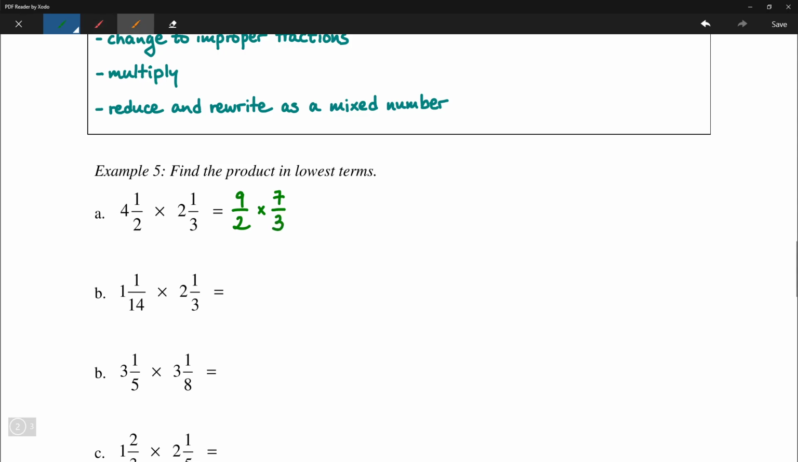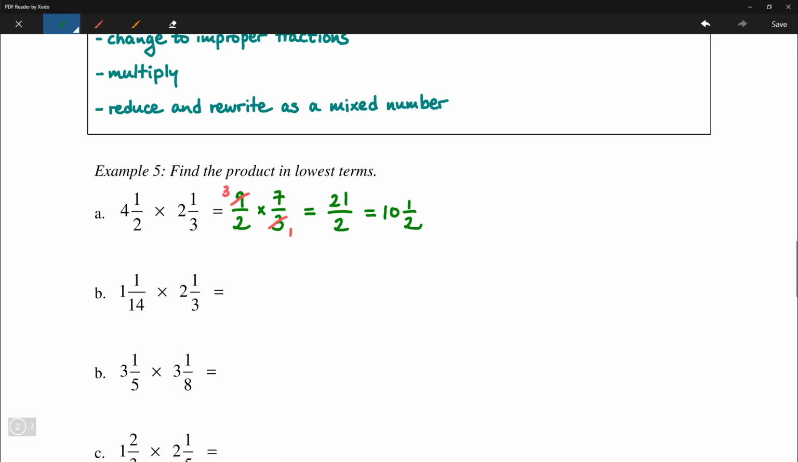And as always, we will try to reduce before multiplying. So in this case, notice that both 9 and 3 are divisible by 3. So we're left with 3 and 1. And then we can multiply together 3 times 7, which is 21. And 2 times 1, sorry, is 2. So then we can rewrite this as a mixed number at the end, and then 10 and 1/2.